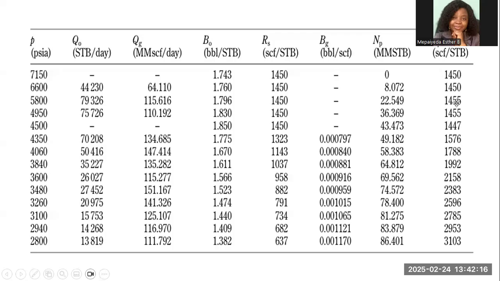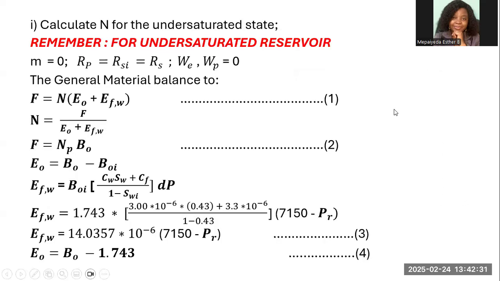And this is GOR, the volume of your gas to the volume of your oil produced to the surface. Okay, so you have your Rp there. So we are estimating N. We have to calculate N for the undersaturated state.